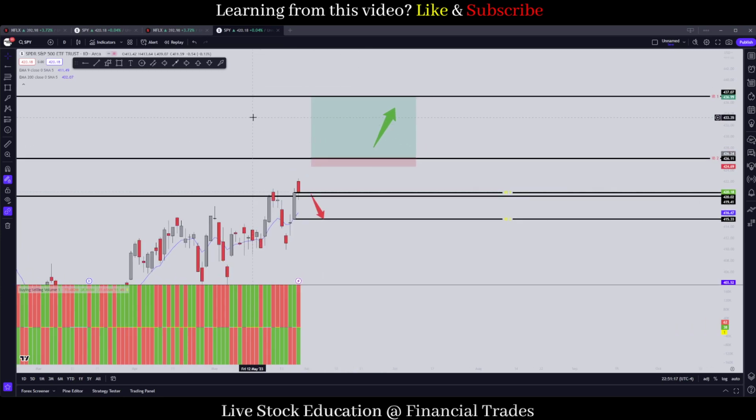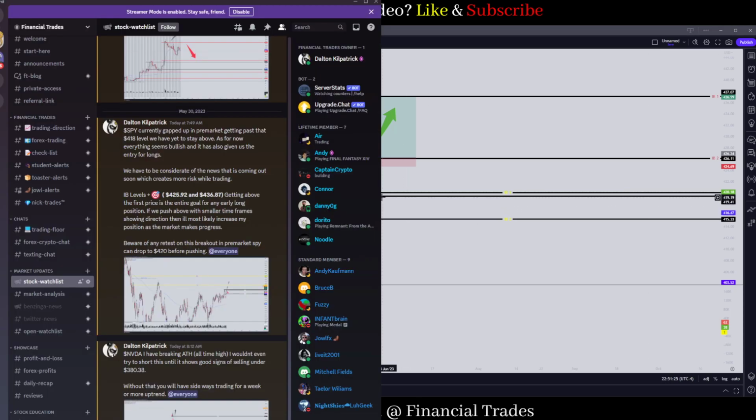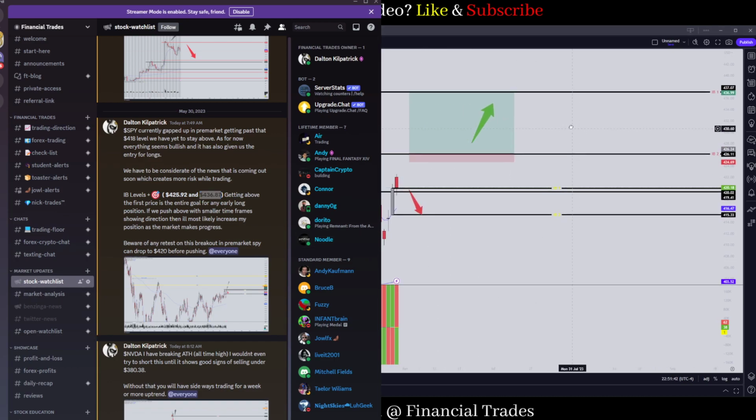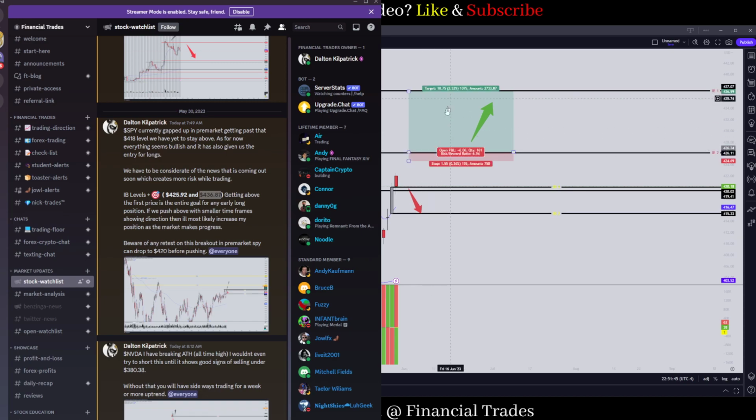So that right there is how you trade inside bars. That's how I trade inside bars. That's how I come up with my price targets and where we're going. If we pull up my watch list from this morning, you can see that I had my IB levels of 425.92, which is here, the 426, and then the 436.87, which is here. So these were the two levels I was talking about in my watch list that I wanted price to get above so we can continue our long position.